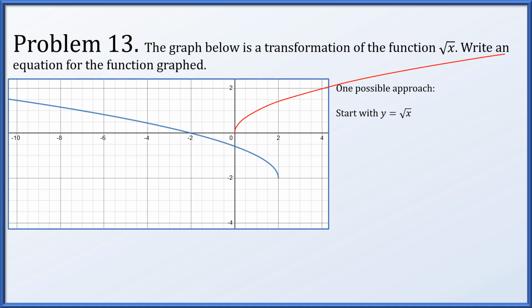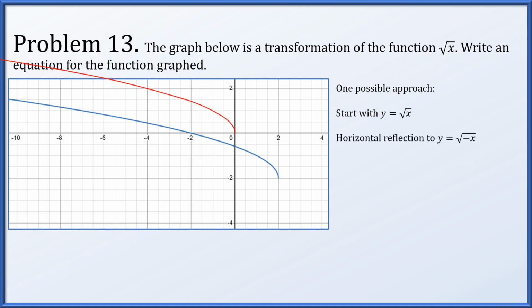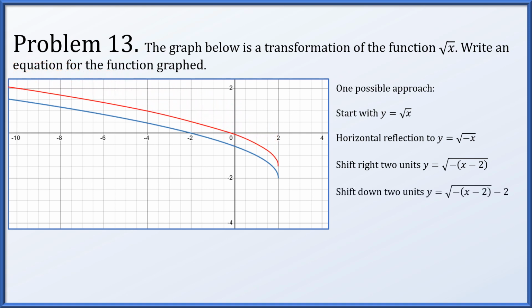Here we have it in red. If we horizontally reflect it by replacing x with minus x, this is now a little closer. It's going in the correct direction. We're going to shift it to the right 2 units by replacing x with x minus 2. Be careful about that minus sign we've already introduced. Then we need to shift it down 2 units to achieve exactly the graph we were looking for, with y equals the square root of negative x minus 2 all minus 2.